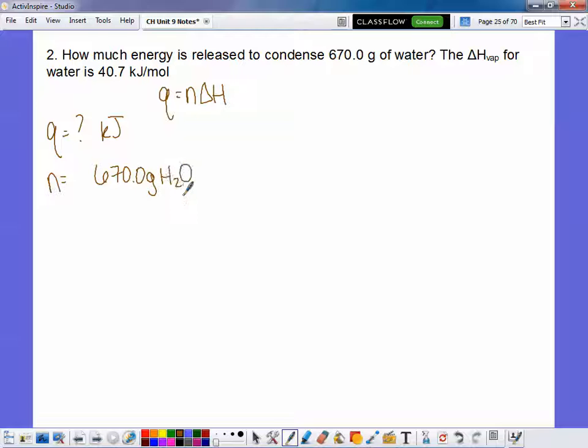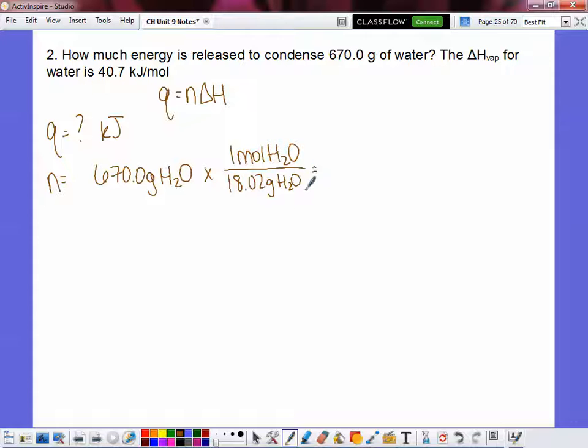It's the same substance as the last problem, so the molar mass is the same. The setup is going to be the same, just different numbers. Same sig figs even. I believe when you do this, you get 37.18 moles. Can somebody verify that? That is correct? Good.